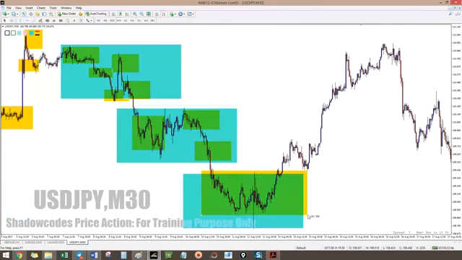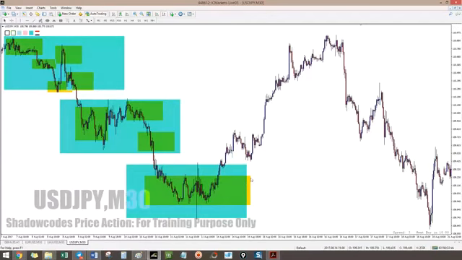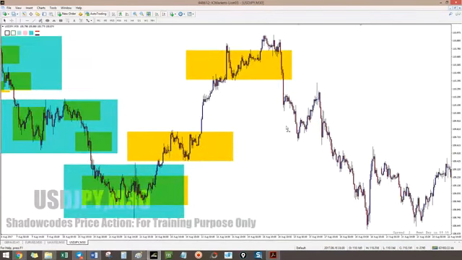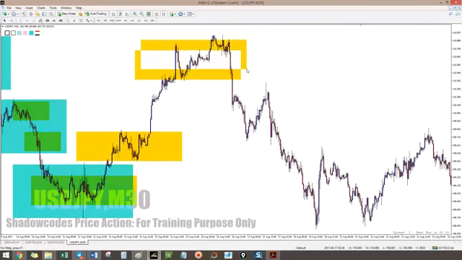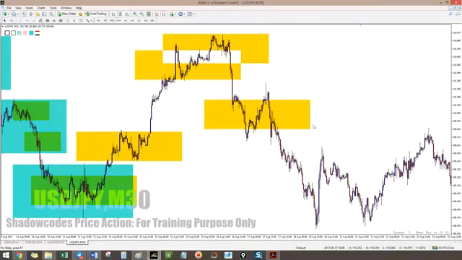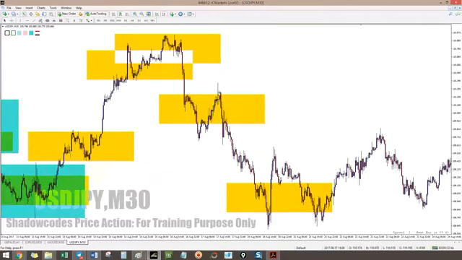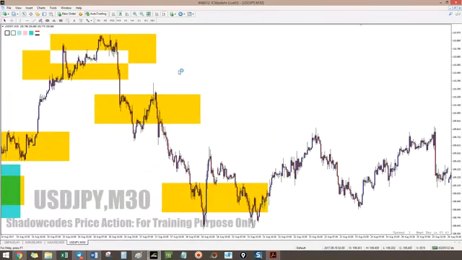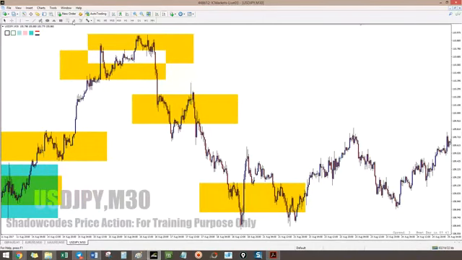This is a whole 3, because it's already broken. So 1, 2, 3. Over here is also a 1, a 2, a 3 here, and then structure break. So over here you have a 1, a 2, and a 3 also. It will always move like this, in a bigger picture. So in a smaller picture, you have something like this: a 1, 2, and a 3.